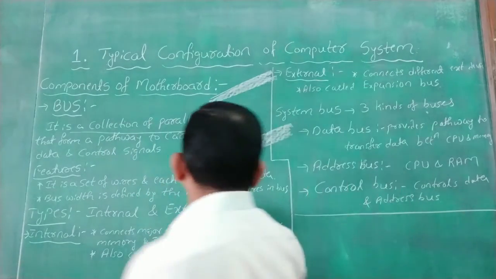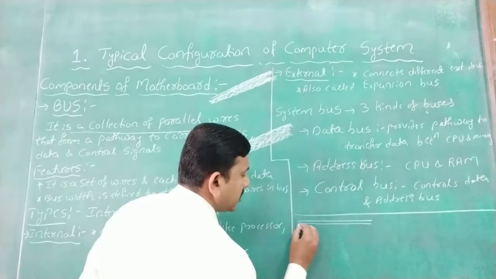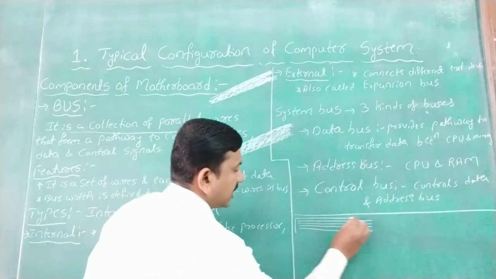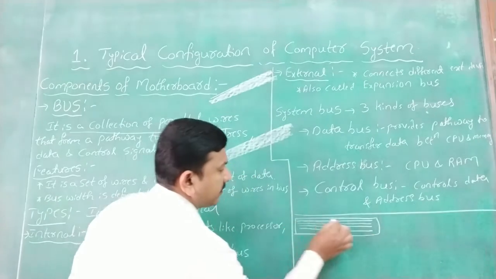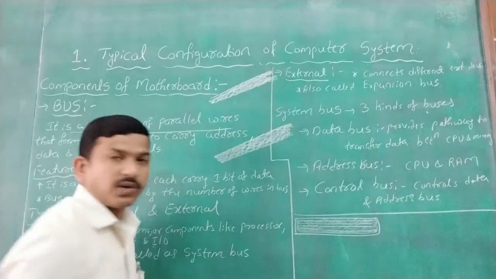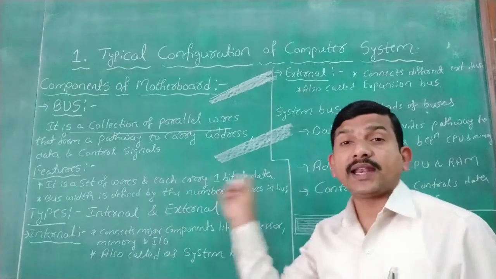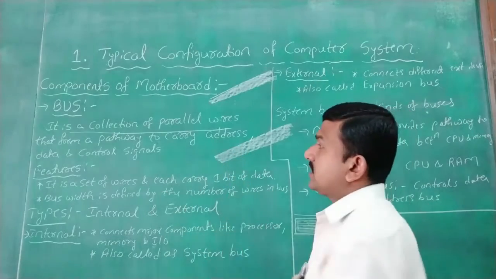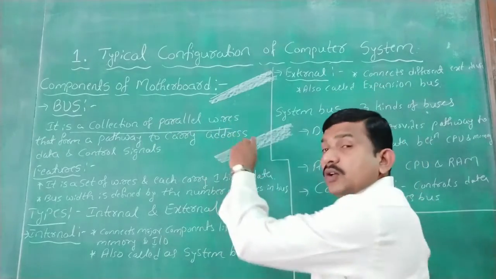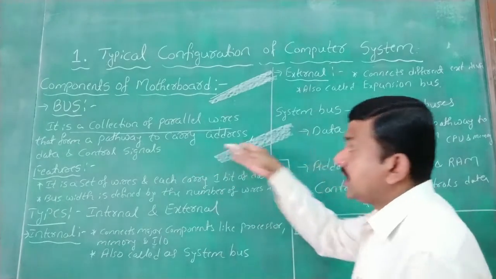For example, I will draw it here. See, this is one cable. This is another cable. This is another cable, like this. And this is a cover, the external cover. So it looks like a belt, but internally what is there? There are so many wires. How are they arranged? In parallel. Is it clear? This is a bus. It is a collection of parallel wires, different wires arranged in parallel.